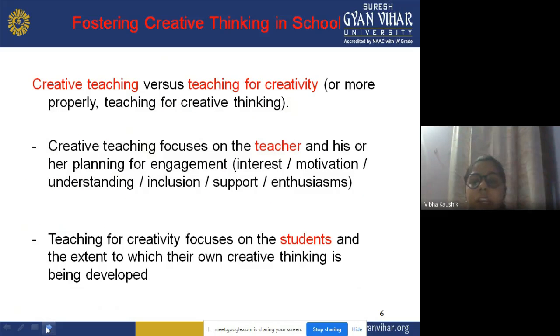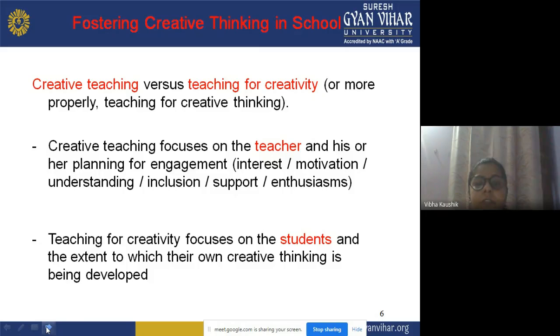Now, fostering creative thinking in schools. How you will develop creative thinking in schools is very important, because you have to implement the curriculum, and while implementing the curriculum, it is the duty of the teacher to develop creative thinking in their learners at the time of the teaching-learning process.